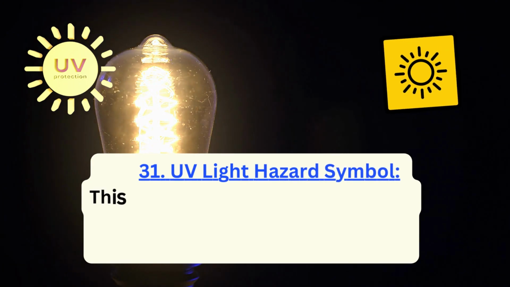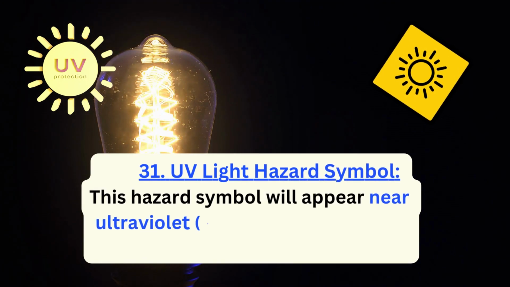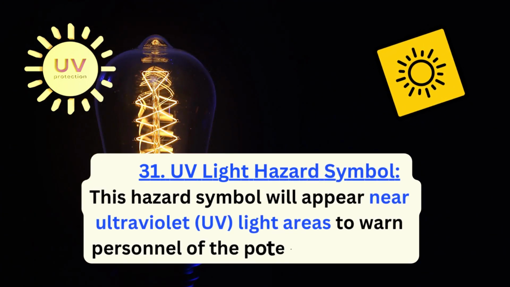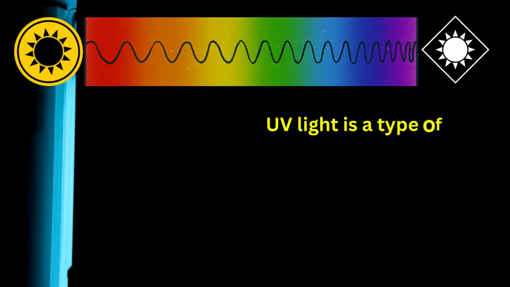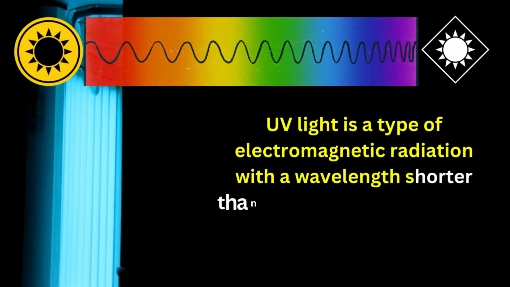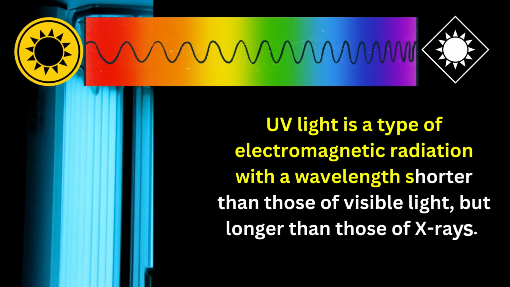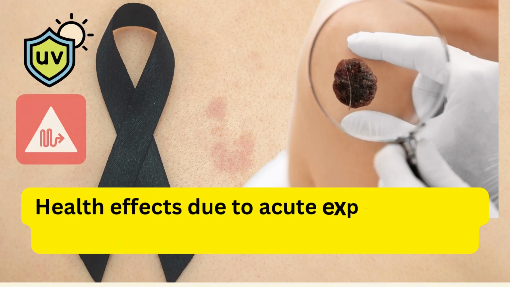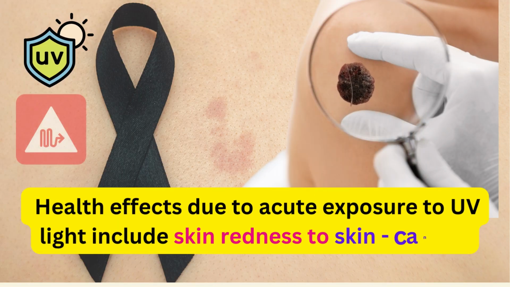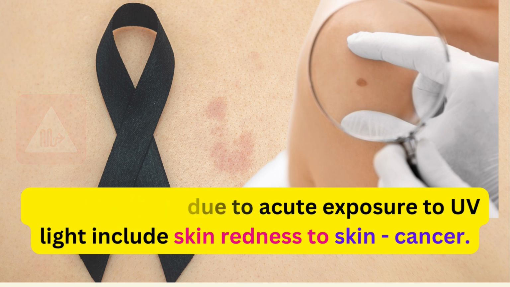31. UV light hazard symbol. This hazard symbol will appear near ultraviolet (UV) light areas to warn personnel of the potential dangers. UV light is a type of electromagnetic radiation with a wavelength shorter than that of visible light, but longer than that of X-rays. Health effects due to acute exposure to UV light range from skin redness to skin cancer.